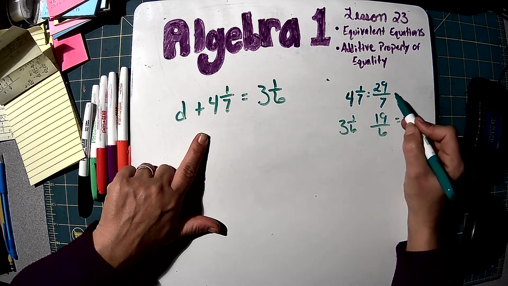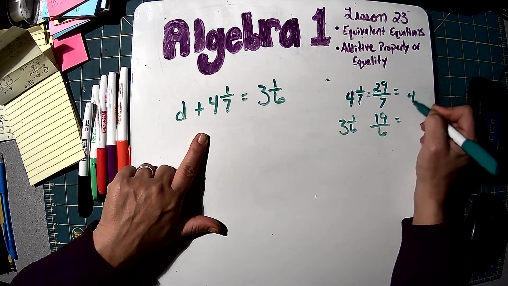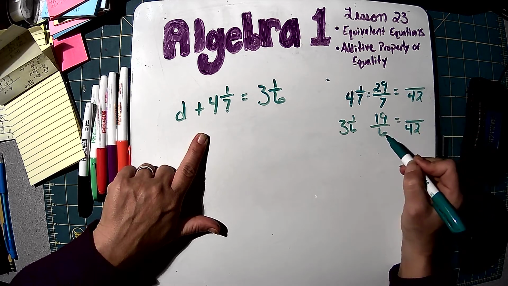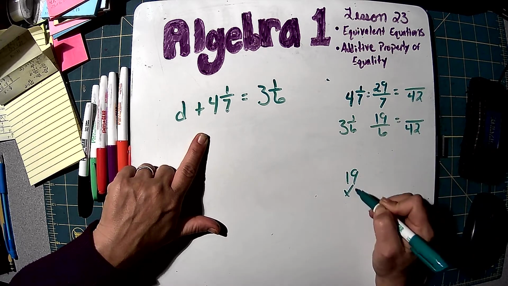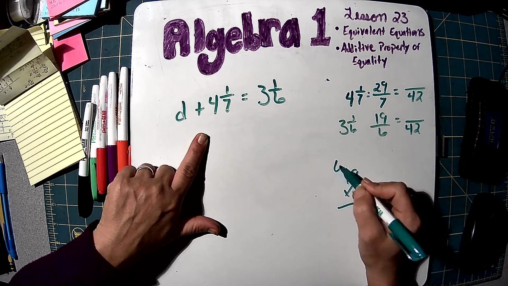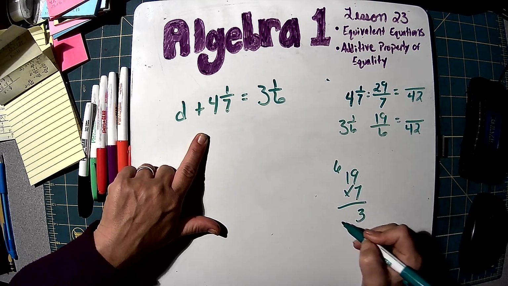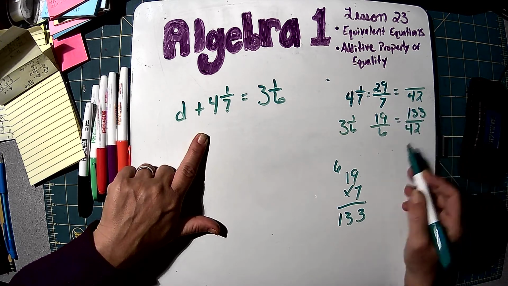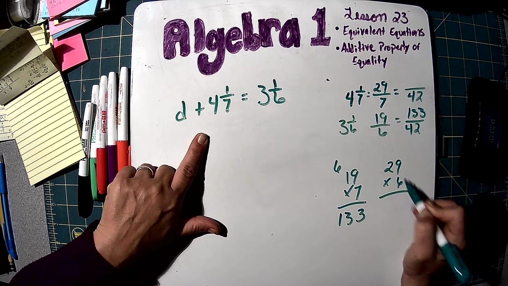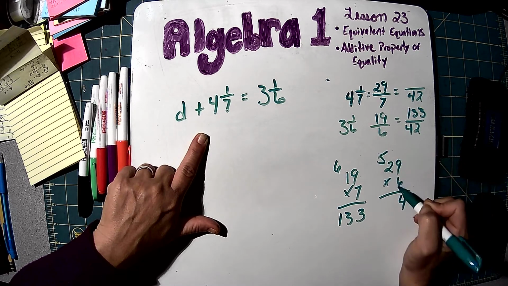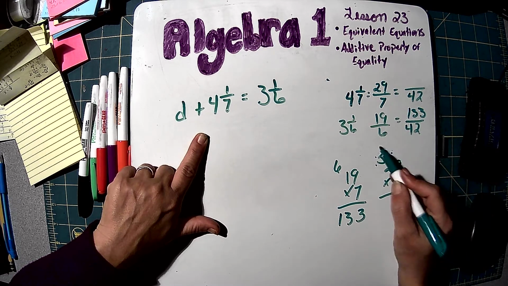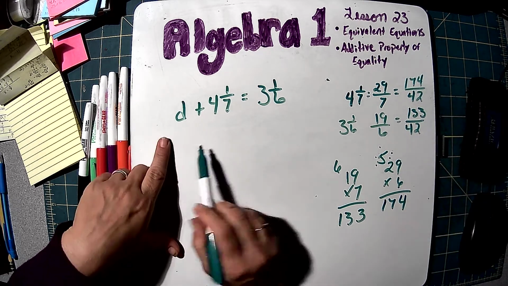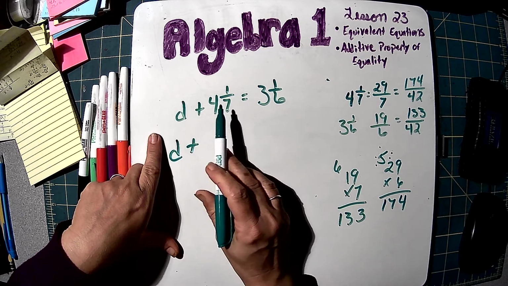And then I have to try to make all these have a common denominator, which would be 6 times 7 is 42. 7 times 19 should be 133. And then 6 times 29 is 174.